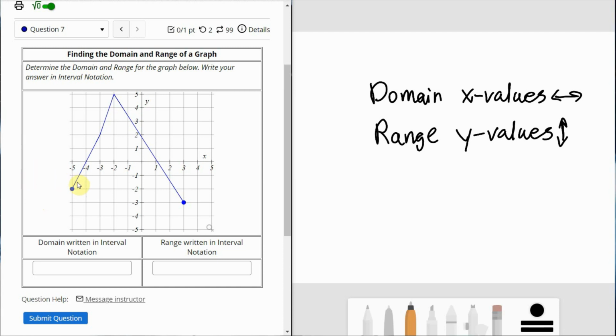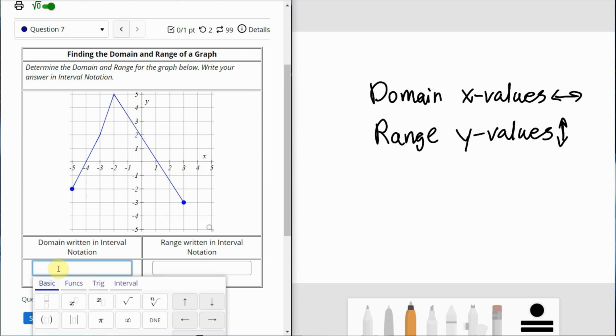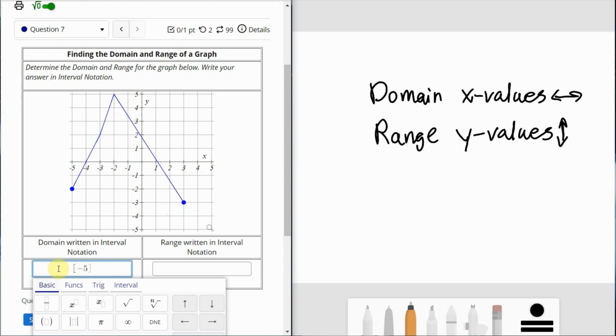If I move in from the left, I can see the graph starts right here where x equals -5 and is a solid line until this point on the right where x equals 3. Both points are shown with solid dots, so I will use brackets to write the domain of -5, 3.